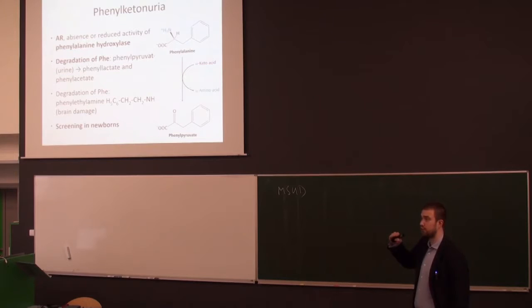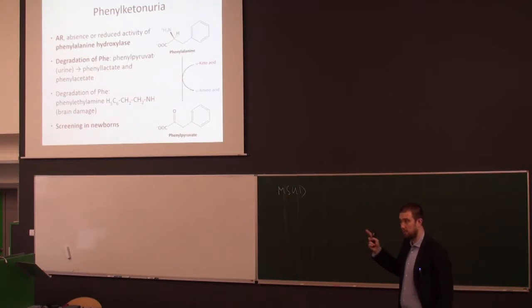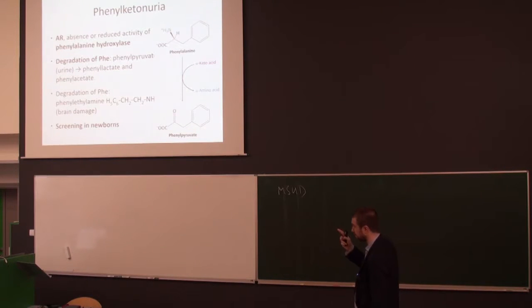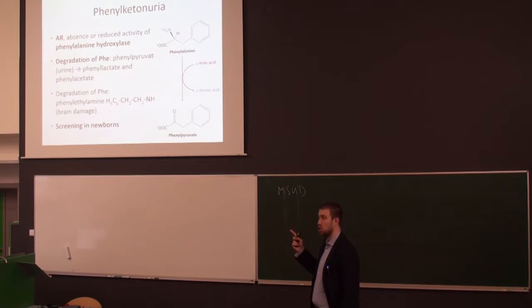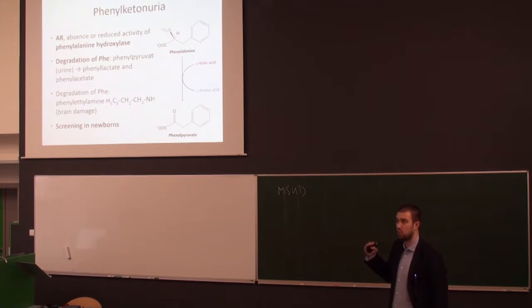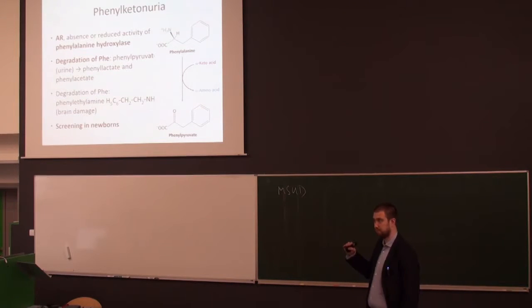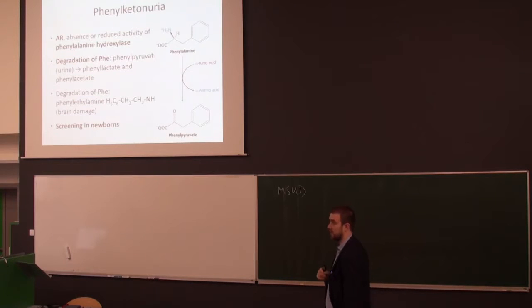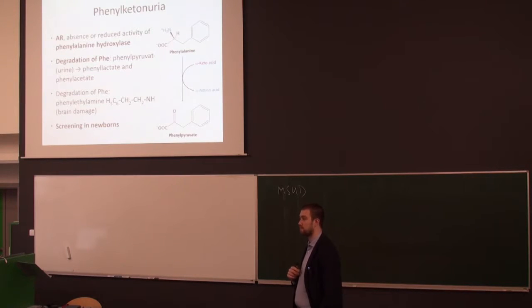Therefore, if you want to prevent the development of this brain damage, you must do the screening at the very beginning of life, and therefore all children or newborns are screened for it. How could you treat this disease? Could we cure it, or what can we do with it?